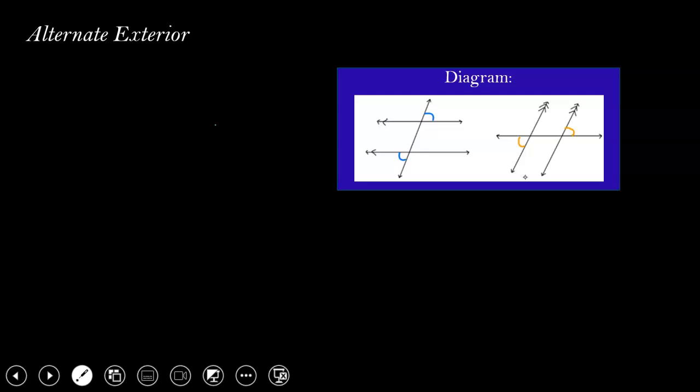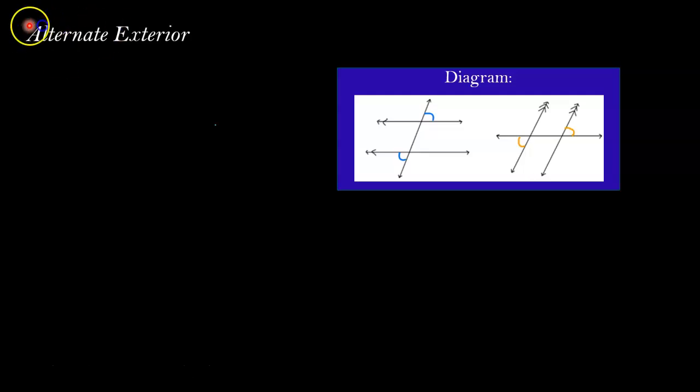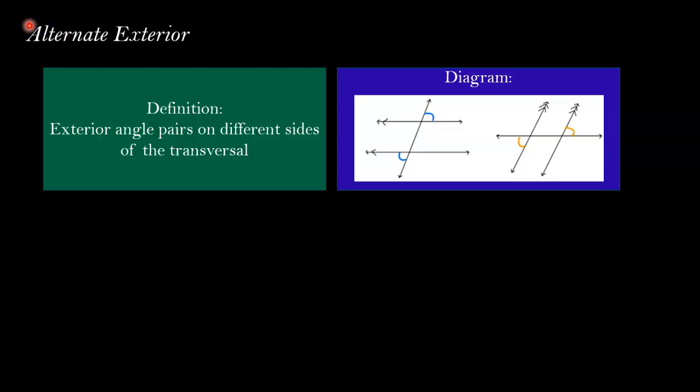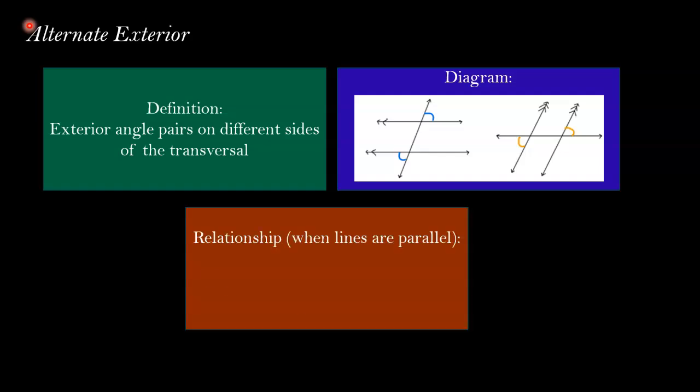Alternate exterior angles, there's a diagram. The only difference with alternate exterior, they're still alternate, so they're going to be on opposite sides of the transversal, but they're going to be exterior angles. Alternate exterior angles are also congruent. So if you have parallel lines, then your alternate exterior angles are congruent.